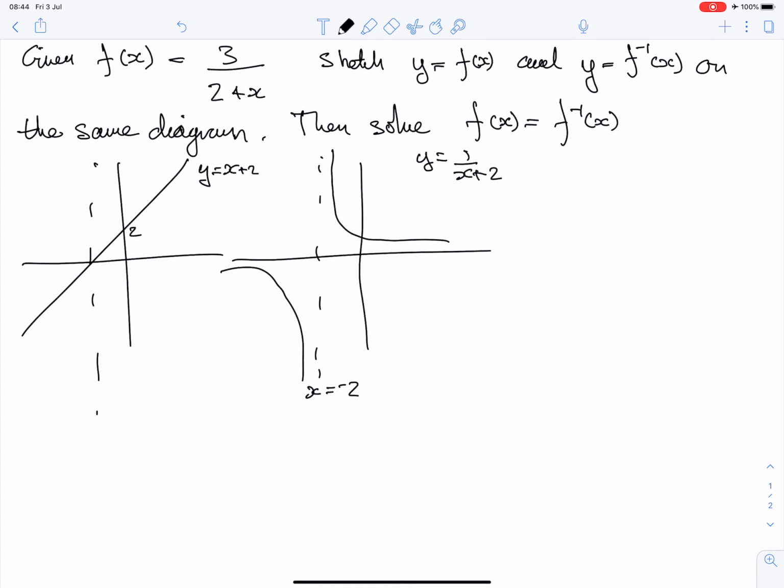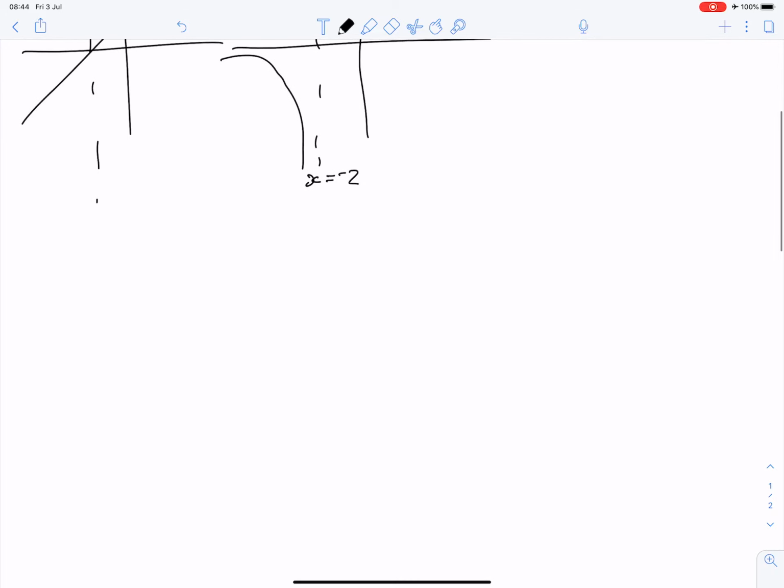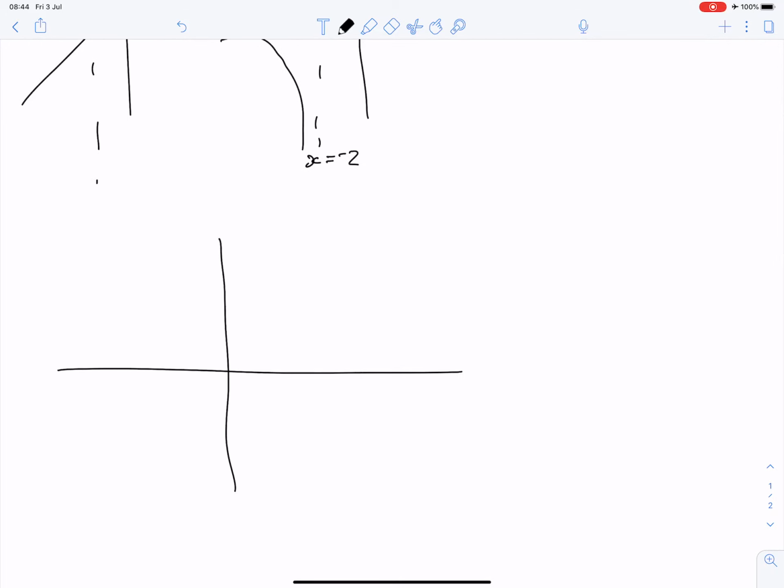Okay, multiplying by 3 just stretches it in the y-axis. So if we now sketch that out, there we go, we've got something like that. That's a bit sloppy down the end there. I'll just try and do that again a little bit better. We've got y equals f of x, and this line here equals x minus 2.